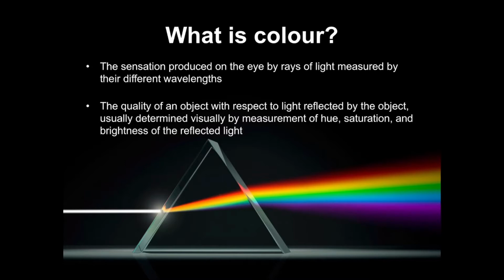But also the quality of an object with respect to the light reflected by the object, usually determined visually by measurement of the hue, saturation and brightness of the reflected light. So we will look at all these words later on, but that's basically a couple of definitions of colour.